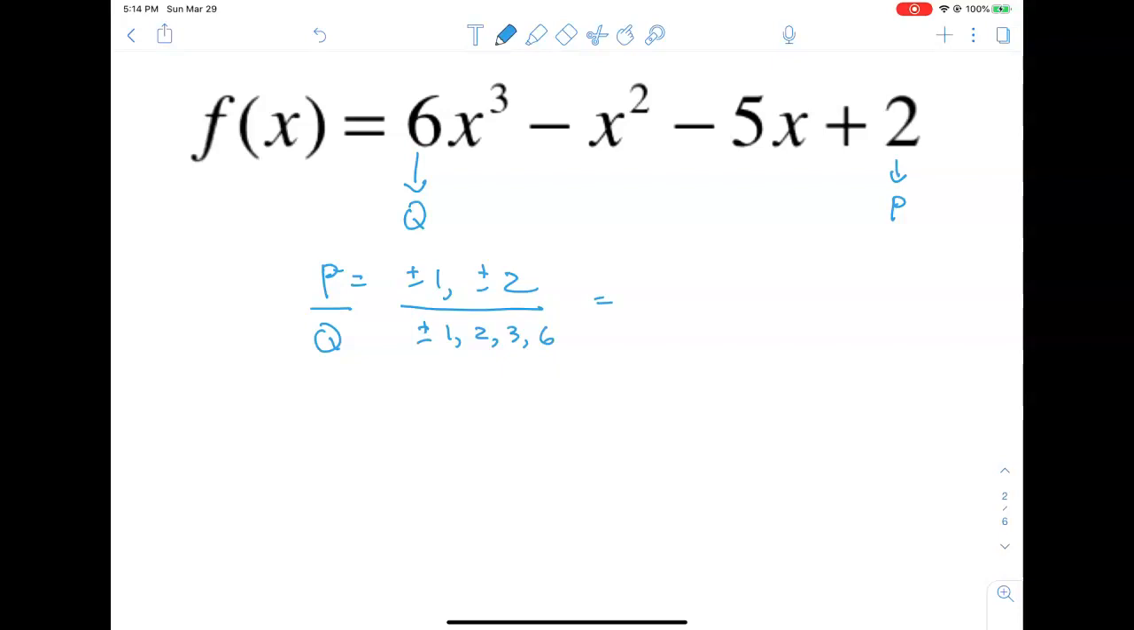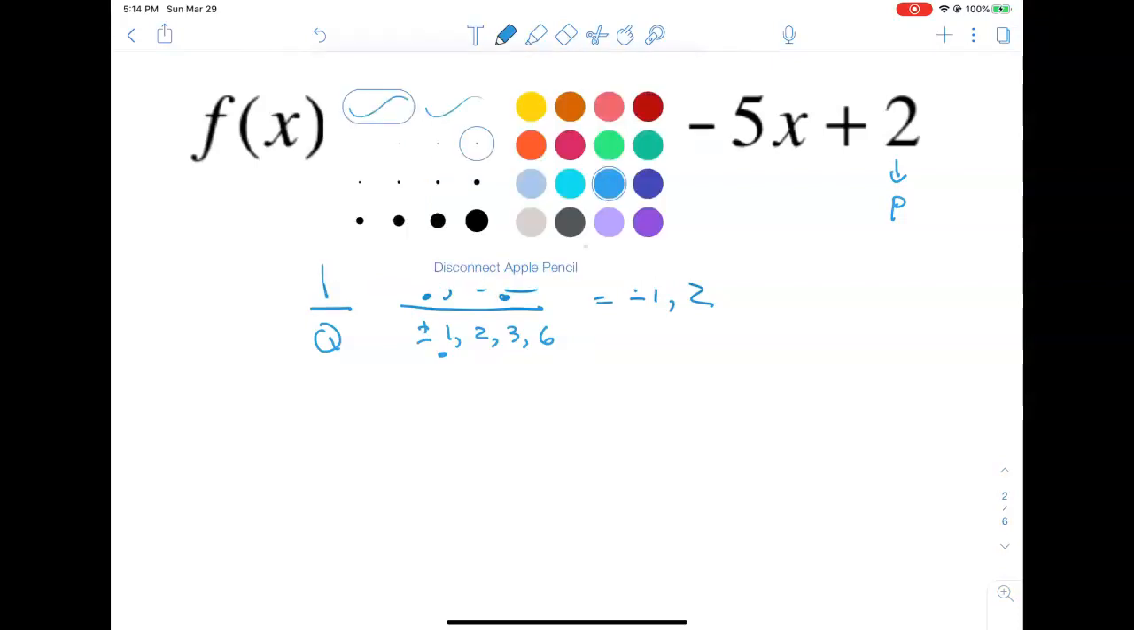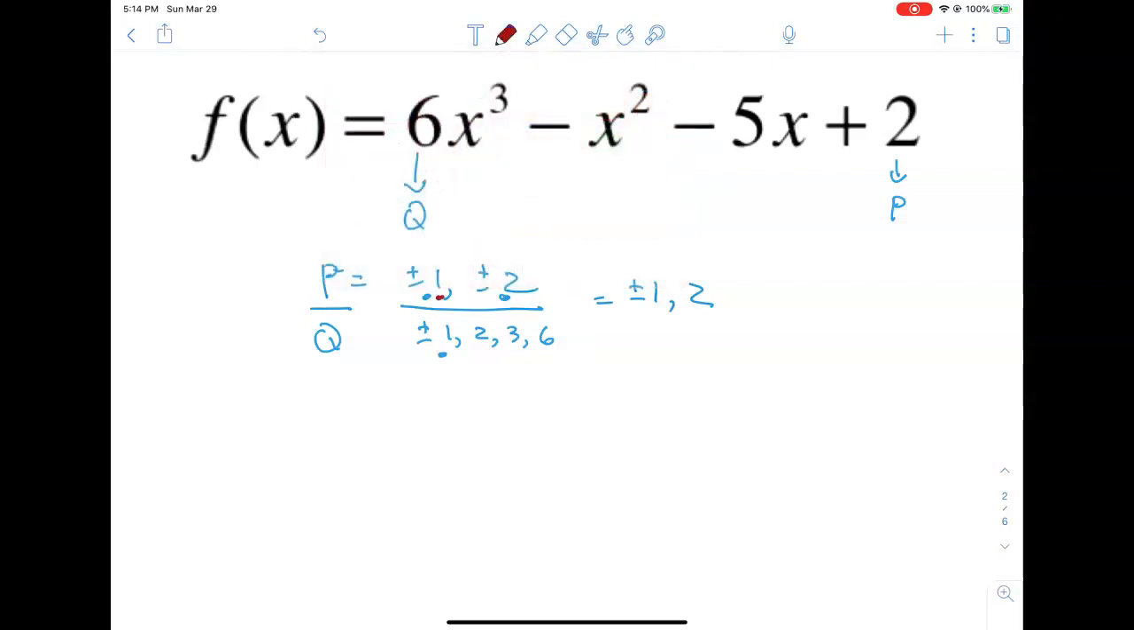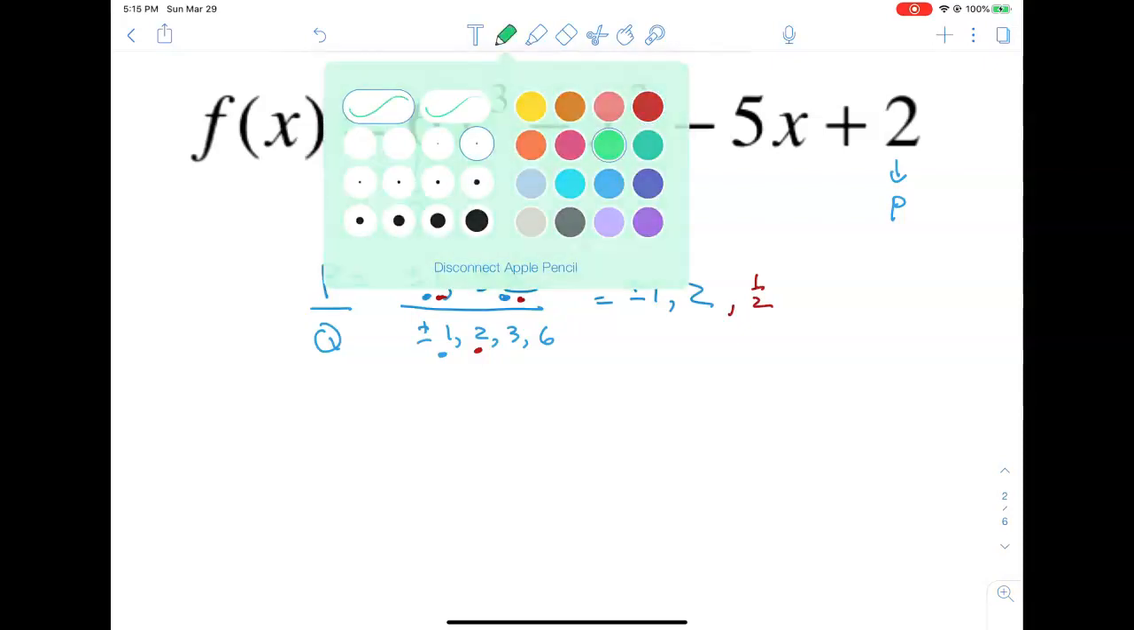All right. So what are our possibilities, mind you? I'm going to take this 1 and this 2, put them over 1. So that's 1 over 1, 2 over 1. And then I have to take both of these numbers and put them over 2. So that's 1 over 2 and 2 over 2, which is 1, which is already on our list. And then we got to keep going.